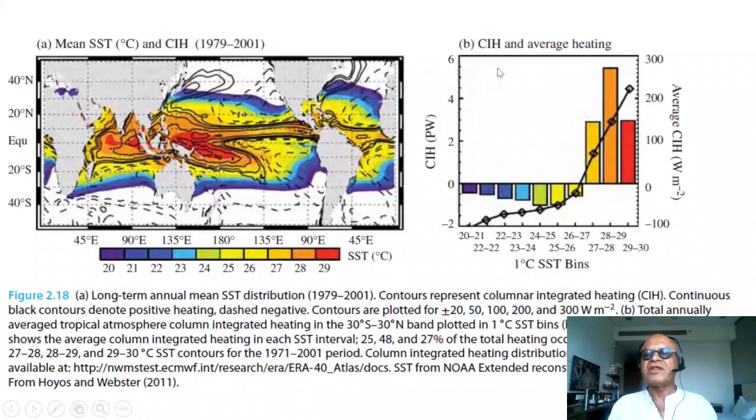If we look at columnar integrated heating, we can see here the bands shown, 22, 21, 22, 23, and so on. This is watts per meter squared. They're negative in here, and it's positive over here. The convention has to be carefully considered, as I said before. For example, here negative means going into the ocean, okay, and positive means coming out of the ocean, okay, even though it's a columnar heating that we are talking about.